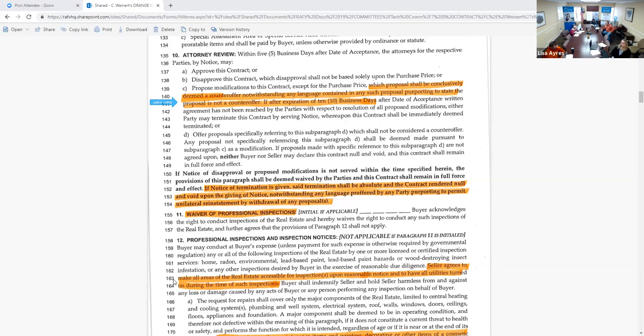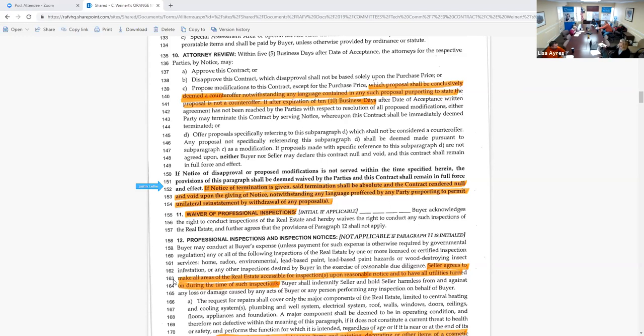On line 152, I want to talk about notice of termination. If notice of termination is given, said termination shall be absolute, and the contract rendered null and void upon the giving of notice, notwithstanding any language proffered by any party purporting to permit unilateral reinstatement by withdrawal of any proposal. All right, what we're saying is once it's terminated, it can't be resurrected. You don't get a do-over. The only way you get a do-over is to start over. So termination, done is done.